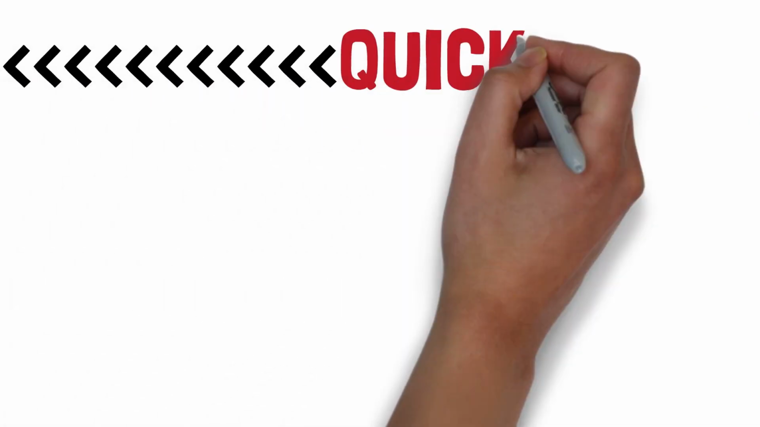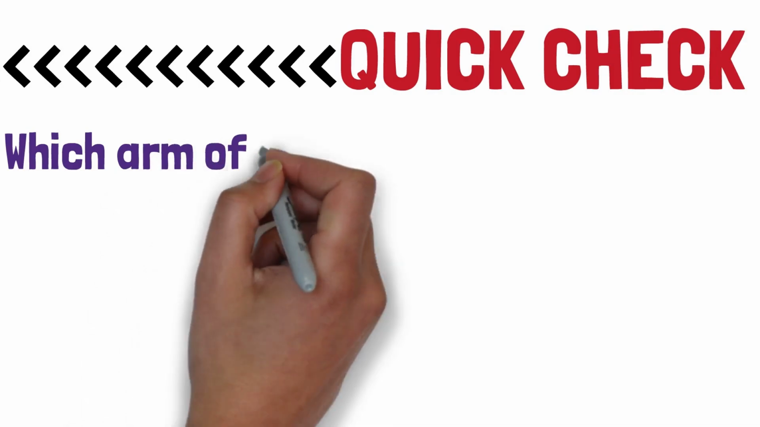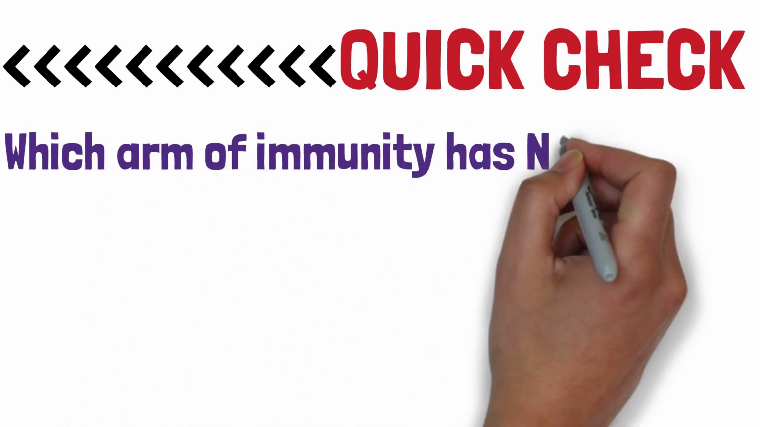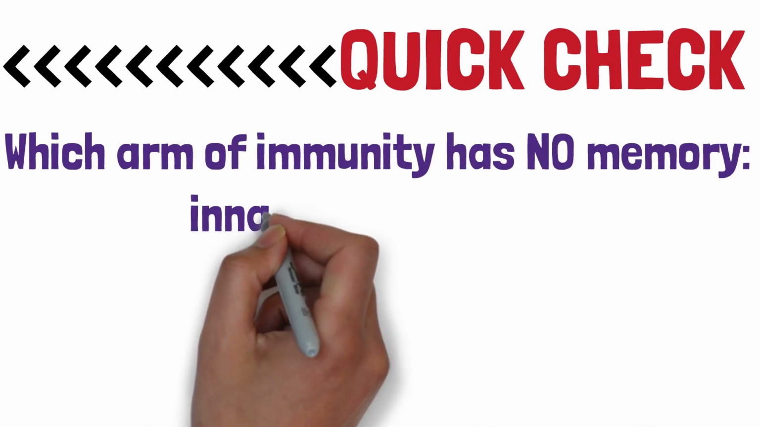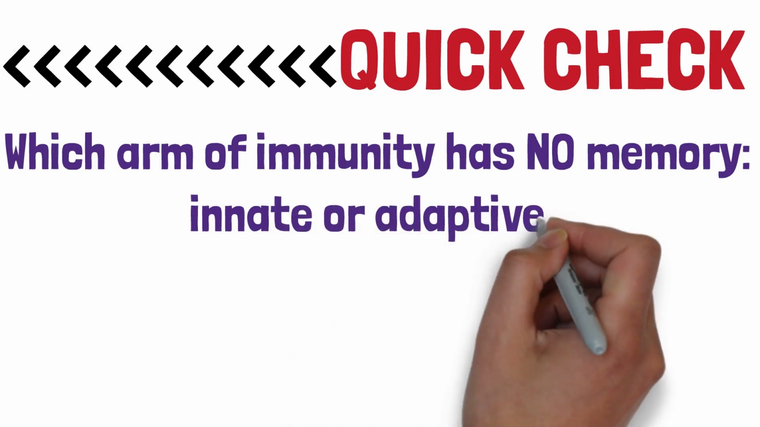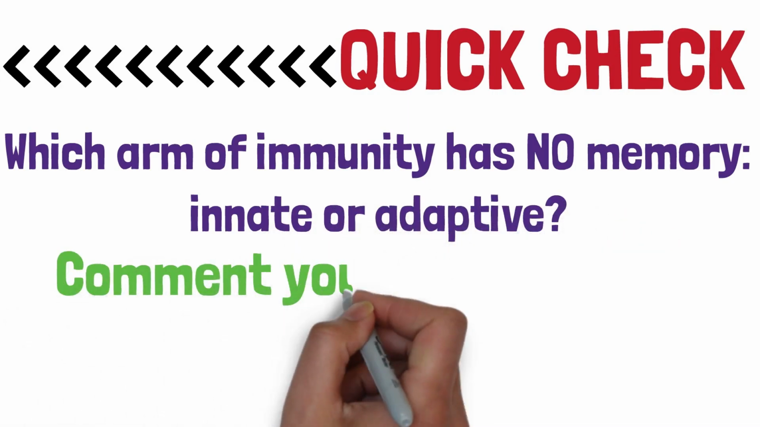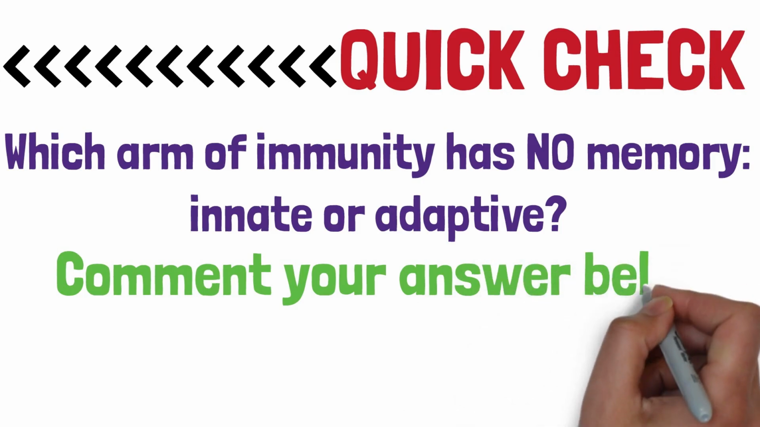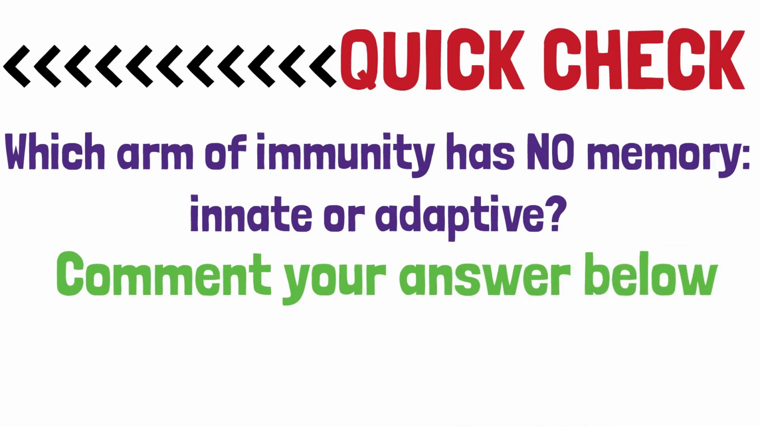Quick check before we move on. Based on everything we just compared, do you remember which arm of immunity has no memory at all? Innate or adaptive? You just covered this a minute ago, so take a second and drop your answer in the comments. I'll keep building on it as we go.